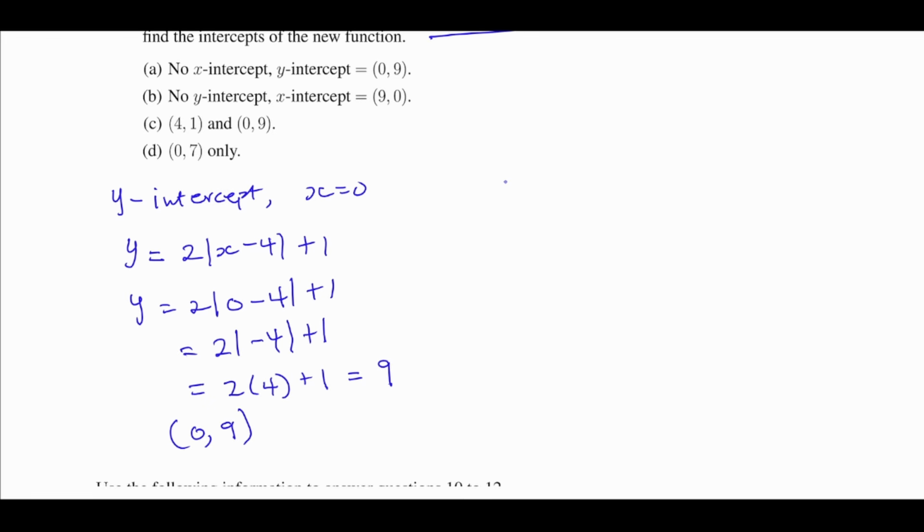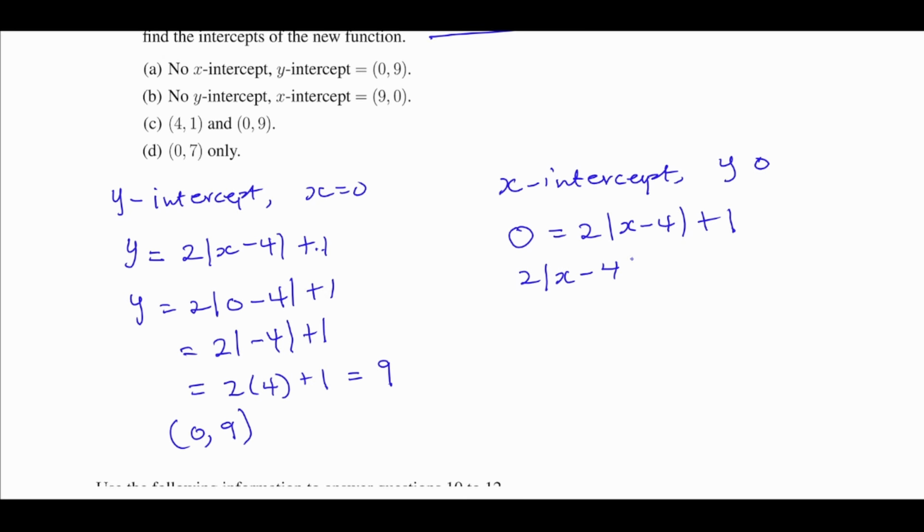Now let's find the x-intercept. That means that y is 0. So this particular function becomes 0 equal to 2 absolute of x minus 4 plus 1. Now I can take the 1 across, and I have 2 absolute of x minus 4 equal to negative 1. I divide through by 2, and I have absolute of x minus 4 equal to negative half.